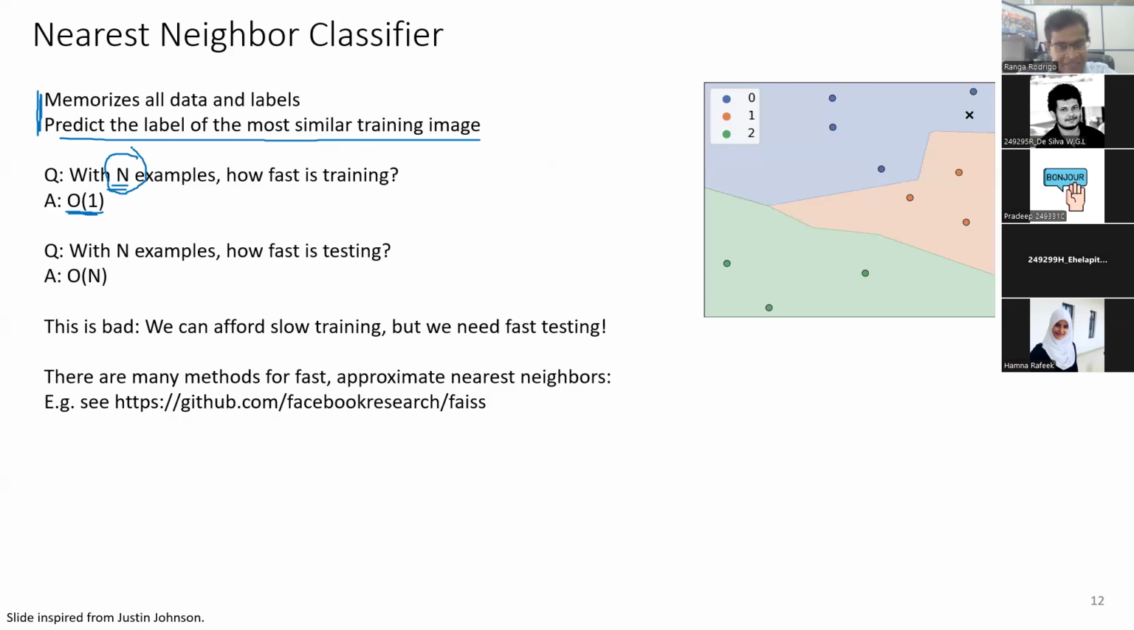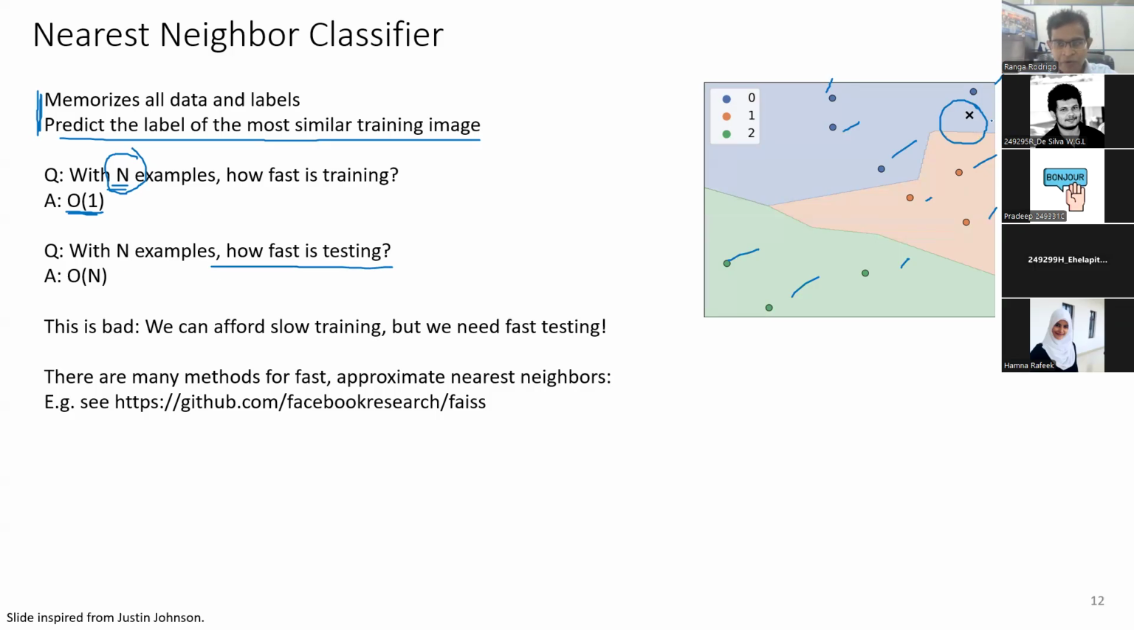N examples are there. Here you can see these are the examples: 1, 2, 3, 4, 5, 6, 7, 8, 9, 10. I have 10 examples. So my task is, if I give a new dot and I want to find out whether it's a blue dot, a green dot, or an orange dot, I just need to see the distance. So there is no training phase that is required. So it's constant time. With n examples, how fast is testing?